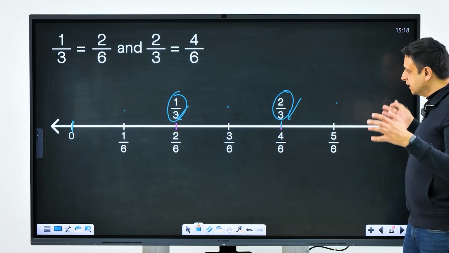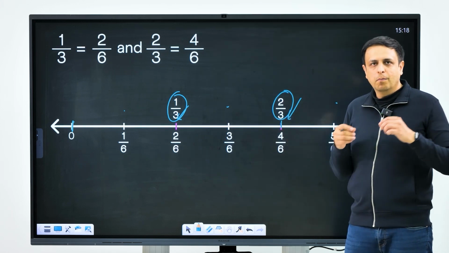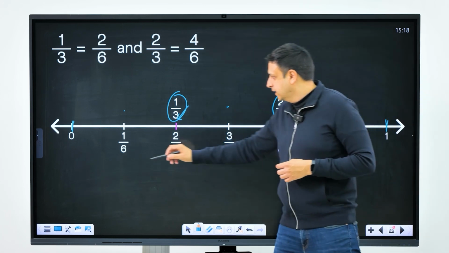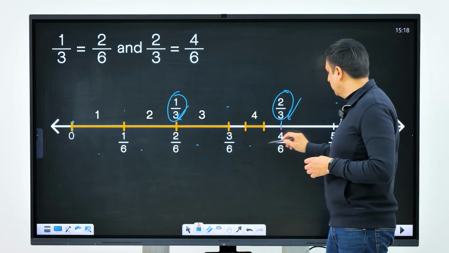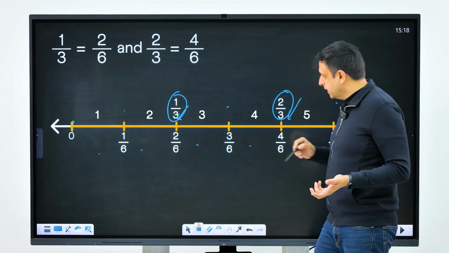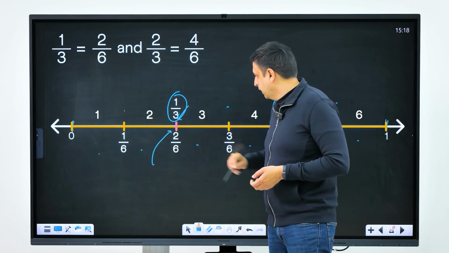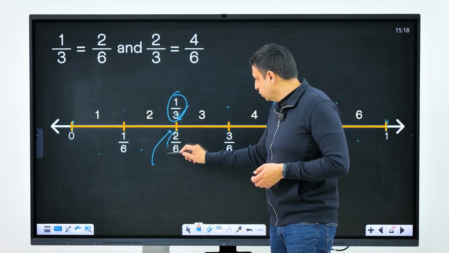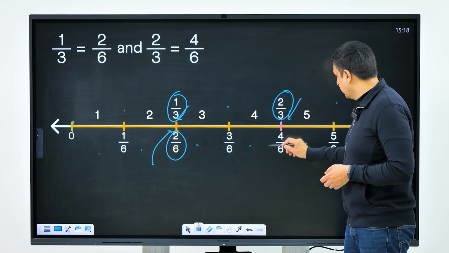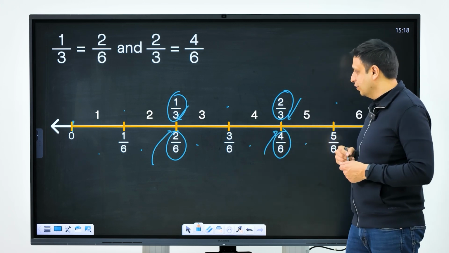Now what we'll do is take the same unit interval from 0 to 1 but divide it into six parts instead. So 1, 2, 3, 4, 5 and 6. In this case now, if you take this point over here, this represents the fraction 2 over 6 and this point here represents the fraction 4 over 6.